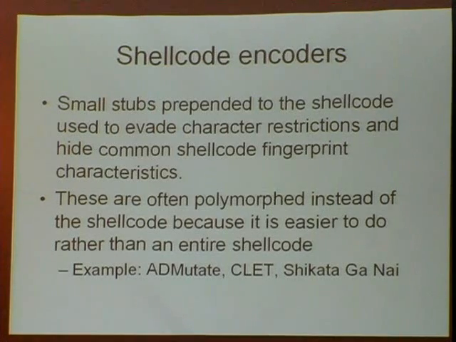And some examples for you of these polymorphic shellcode encoders that you might be familiar with are ADMutate, released by K2 and I believe early 2001 or 2002. There's also CLET, which was released in Phrack 61, Article 9, and it was actually more of a research project made to evade spectrum analysis, and Shikata Ga Nai used in the Metasploit framework.